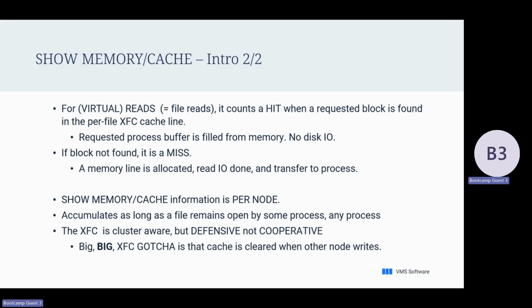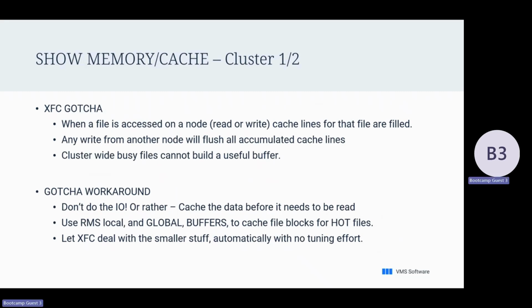XFC is great. XFC is cluster aware, but it's only defensive and not cooperative. And with defensive, what I mean is that it says, oh, somebody else is using that file also. My data might no longer be valid. Let's get out of there. So the big gotcha is that the XFC cache is cleared when the other node writes, and then our observations become less predictable. But the reads are going to happen anyway, just moments later. They don't accumulate as well.